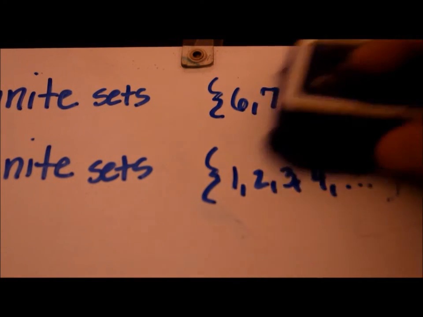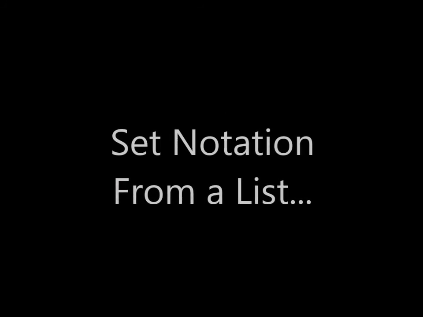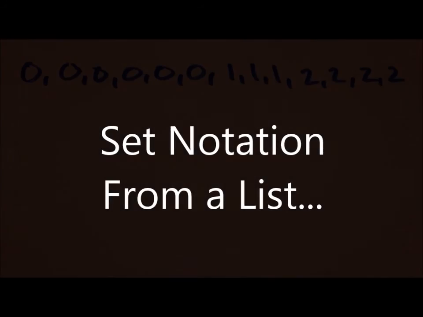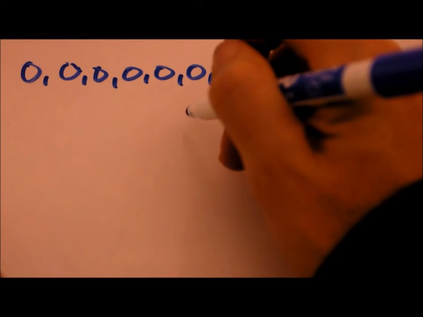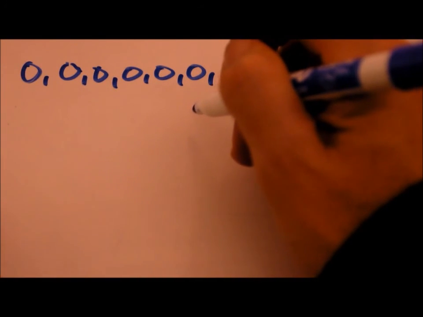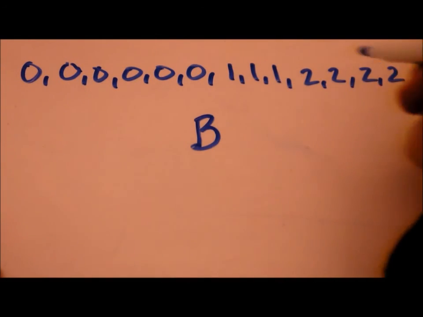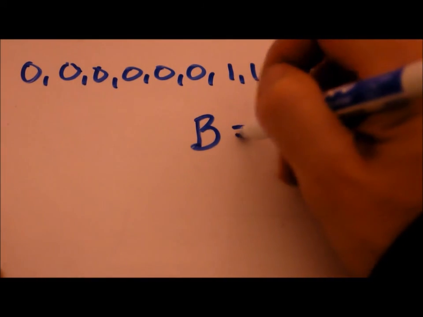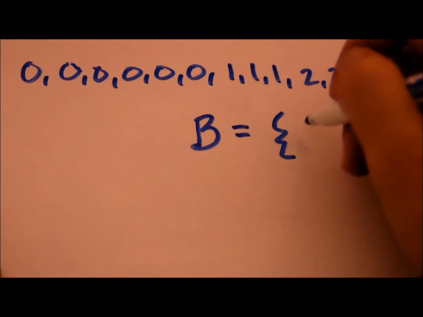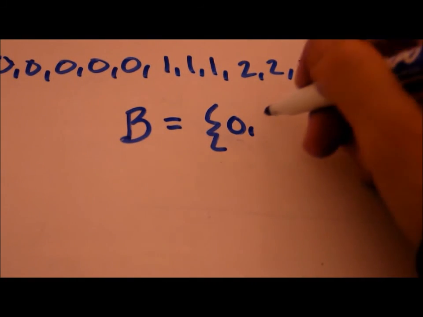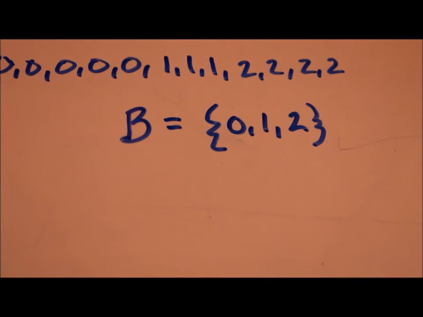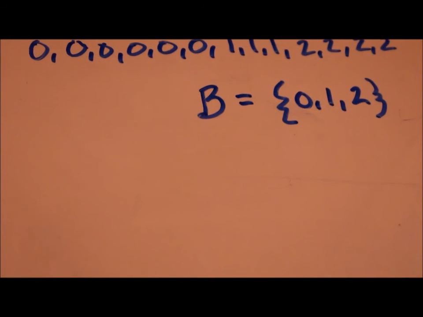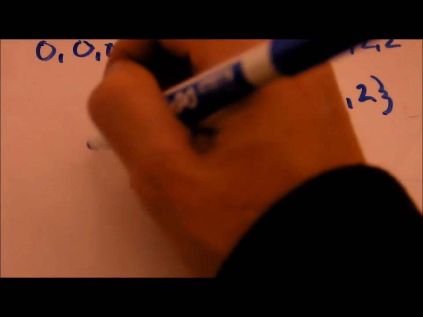Now, we're going to talk about some other things about set notation. If we wanted to designate these numbers as members of set B, we would say B equals the braces, and the members of this set are 0, 1, and 2. And then you close your set. So that's set notation.